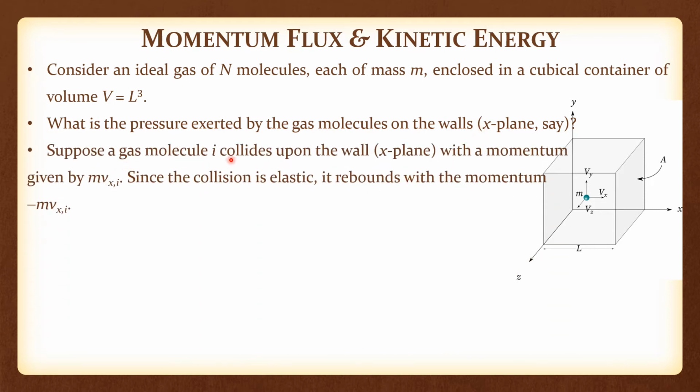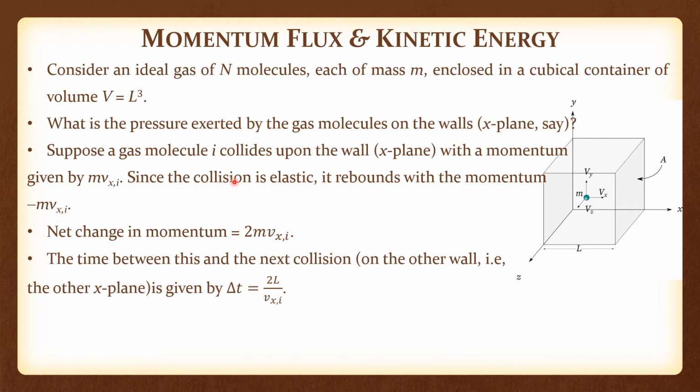So suppose a gas molecule i, out of the N molecules, the ith molecule comes and collides upon the wall on this surface with a momentum given by m vxi. Since the collision is elastic, it rebounds back with a momentum minus m vxi, right? So the net change in the momentum is 2 times m vxi. So this one minus the other one, right? So 2m into vxi.